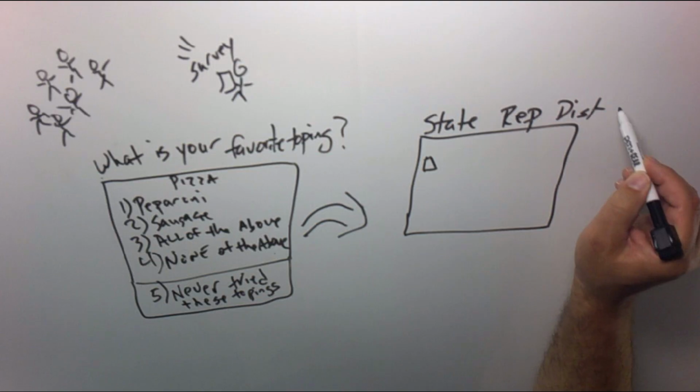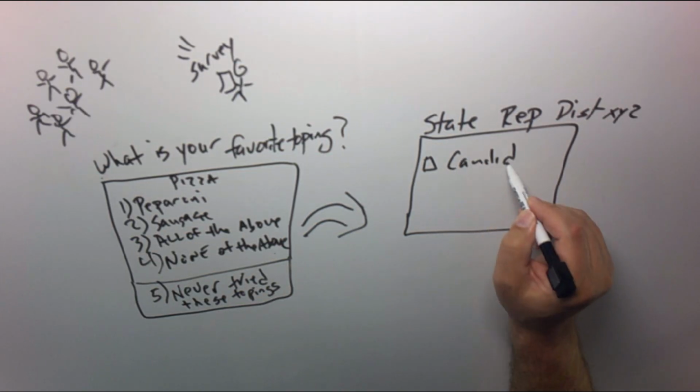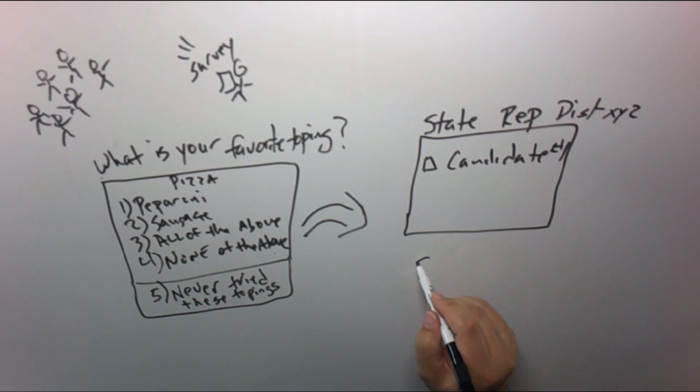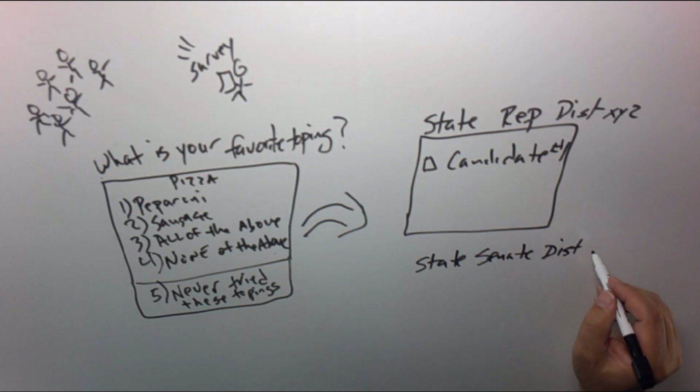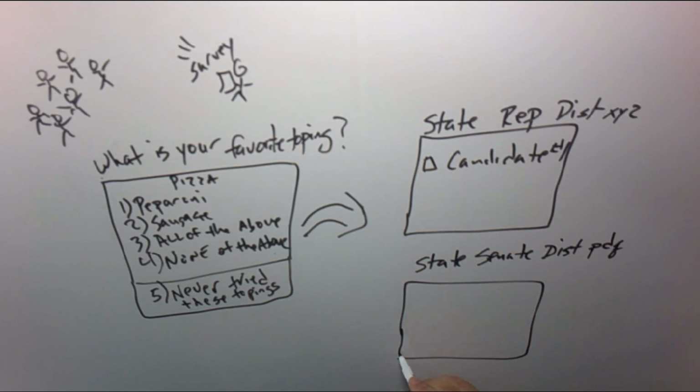In Illinois, we have a candidate for state representative in some district. We'll call it XYZ. And then we have a district for state senate. We're going to call that district PDQ. So we have candidate number 1 and candidate number 2. The voter goes in, casts a ballot into the ballot box, and the light lights up because they didn't want to pick either one of these candidates because they weren't happy with them.